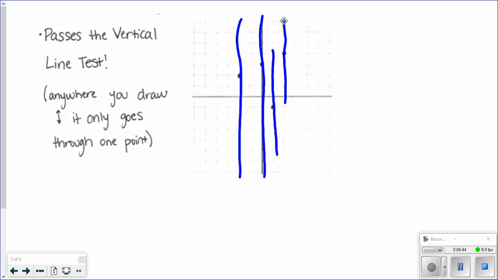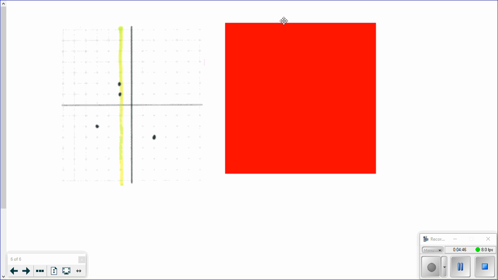Then the bottom right, the last one is graph, that's not a function. So I have a point at -3, -2, -1, 1, -1, 2, and 2, -3.